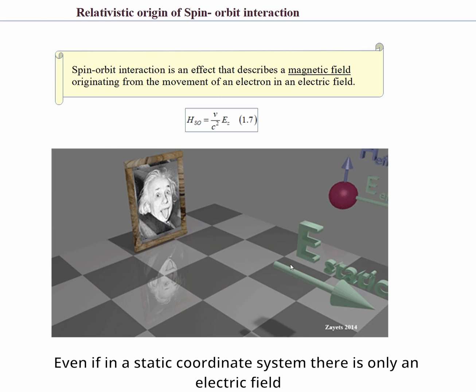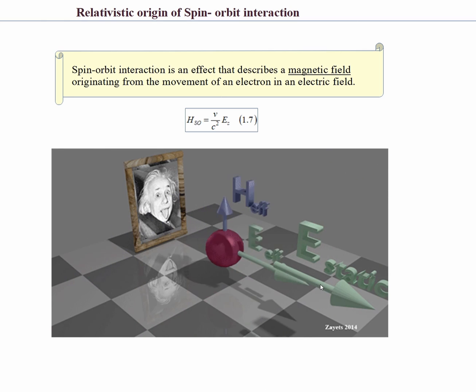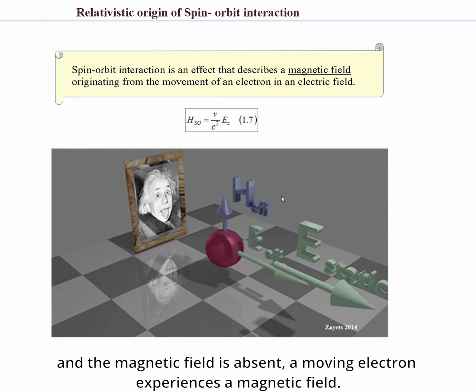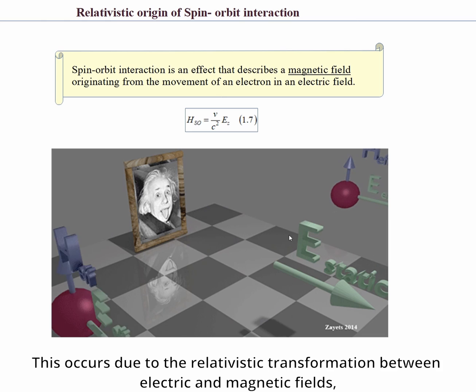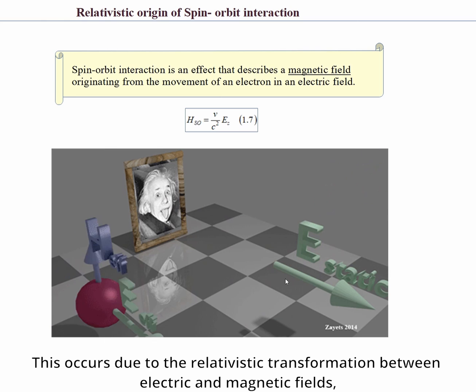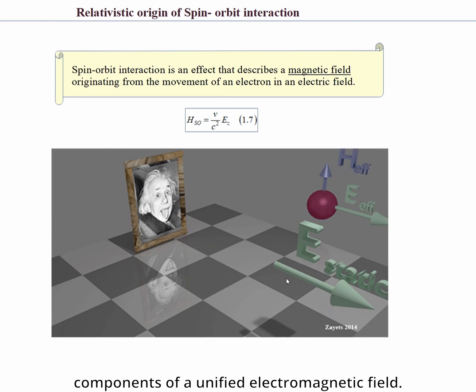Even if in static coordinate systems there is only an electrical field, this one, and the magnetic field is absent, a moving electron experiences a magnetic field, this. This occurs due to the relativistic transformation between electric and magnetic fields, components of a unified electromagnetic field.